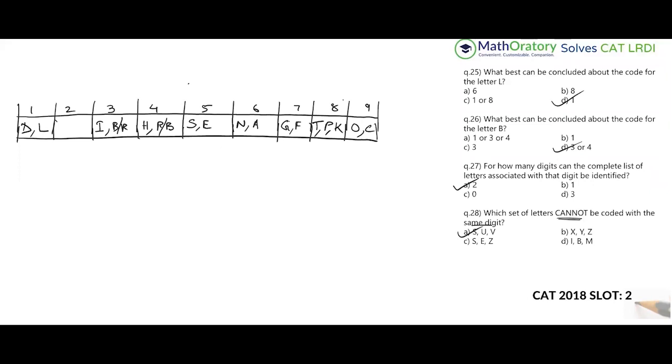We are looking for cannot be. The remaining you can check X, Y, Z. I mean, they can completely go inside 2. 2 is fully blank. SEZ is possible. I mean, with S and E, you get Z. And IBM, I mean, IB, you can have I and B here and then M with it. So they can be, right. We are not looking for a definitely true kind of thing. We are looking for a definitely false kind of thing. So option A is the answer here. And that cannot be true.